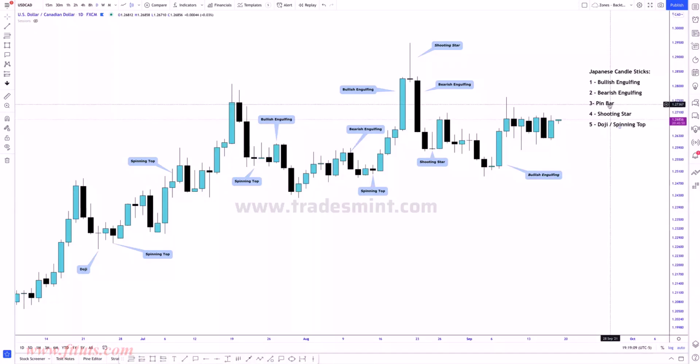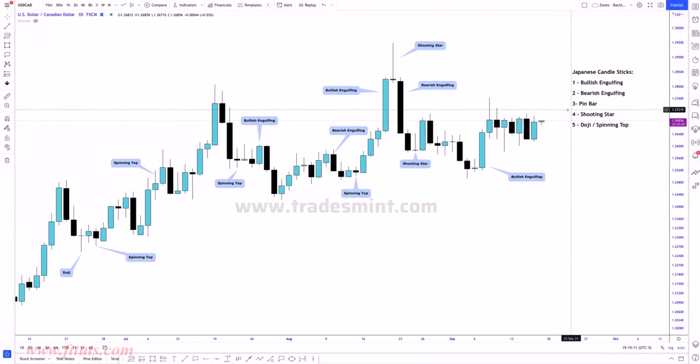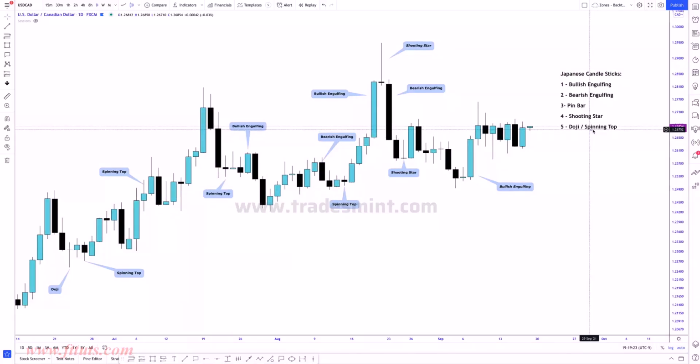The third candle we're going to cover is a pin bar, which is a bullish rejection candle. The fourth is what is known as a shooting star, which is the opposite of a pin bar. The pin bar is a bullish rejection, and this one would be a bearish rejection. And then the fifth candle, which is actually 2 different types of candles that really mean the same thing, is a doji and/or spinning top.